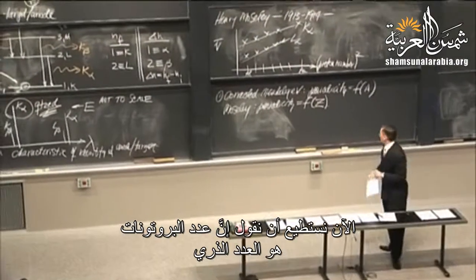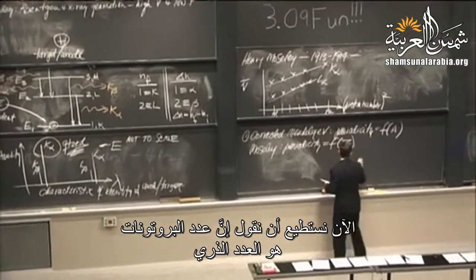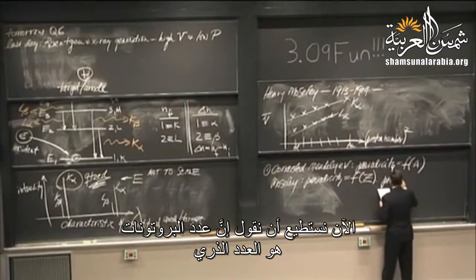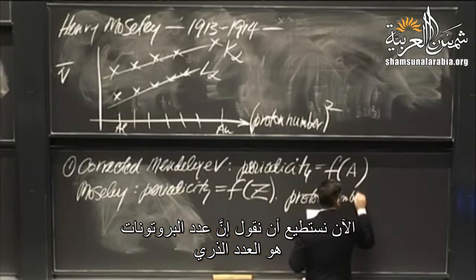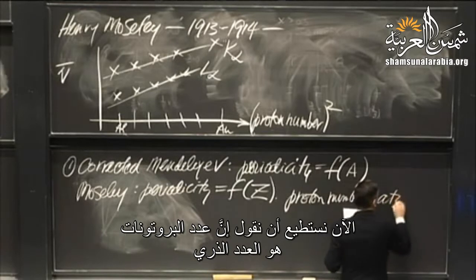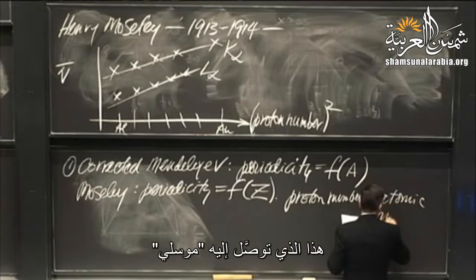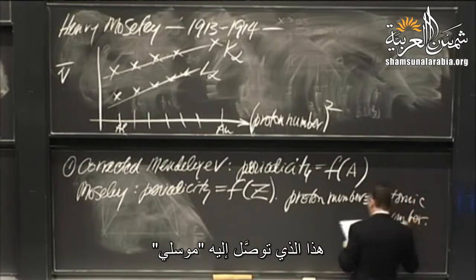Okay, so now we can say that proton number is the atomic number. It's the identity. So that comes out of Moseley, comes out of his work.